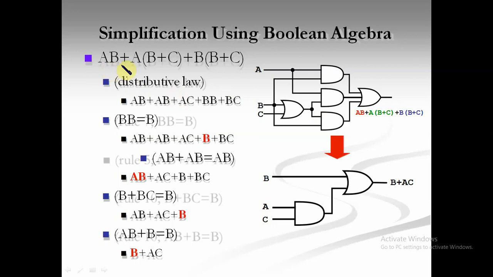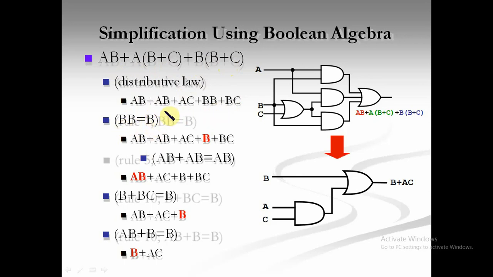We take the same previous example, AB plus A in bracket B plus C, and see how it is simplified with logic as well as using Boolean laws. Here we use the distributive law. Firstly, we multiply with each bracket, so AB stays as it is. After that, plus AB plus AC, and we get plus BB plus BC. Our law says that when two terms are the same, we take only one repeated term. Hence we take BB equal to B.